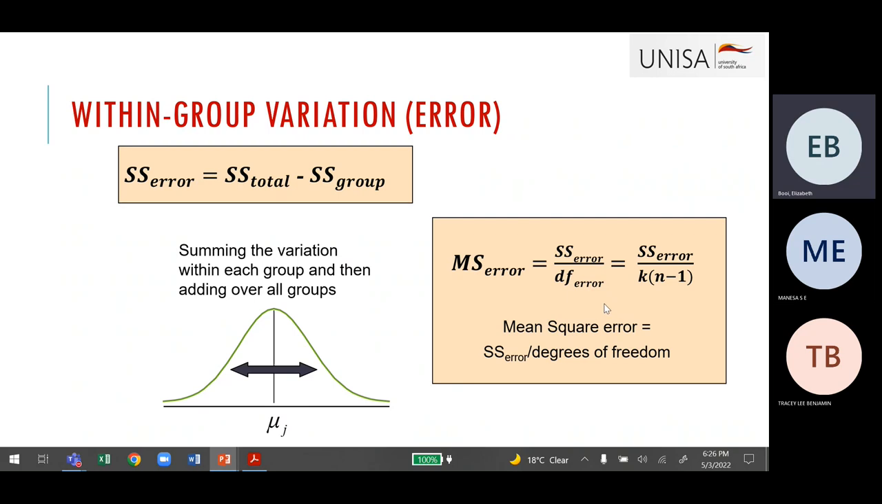Your within the group variation, which is also called the SSE, is given by your sum square total, your SST, minus the SS group. So your sum square total minus the sum square group will give you your SSE, or the within group variation. In terms of the mean square error, you will calculate it by using the sum square error divided by the degrees of freedom. The degrees of freedom here will be the number of groups times the sample size minus one. This will just be summing the variation within each group and then adding them all over the other groups as well. You will see when we look at the ANOVA table how all this comes into play.